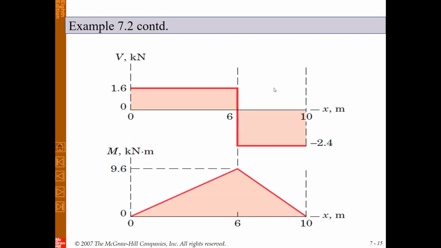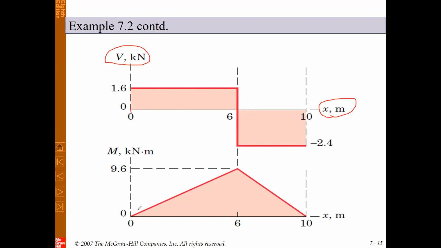and if you plot the results, as you can see, this is the shear force versus x. The shear force for x between 0 and 6 is equal to 1.6, as you can see, and for the interval between 6 and 10, the shear force is equal to minus 2.4. So this is the shear force versus x, the diagram for shear force.